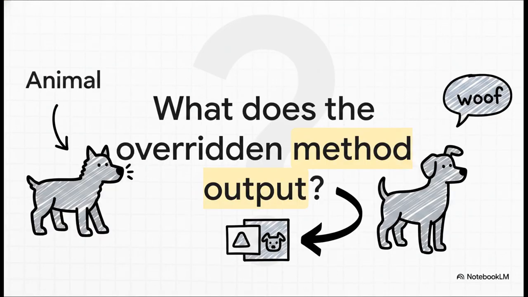Okay, get ready, because this is a classic output prediction question. They love these on exams because it tests if you actually understand how overriding works in practice. If a generic animal class has a method returning making sound, but a dog child class overrides that exact same method, what happens when we specifically call the dog sound method?